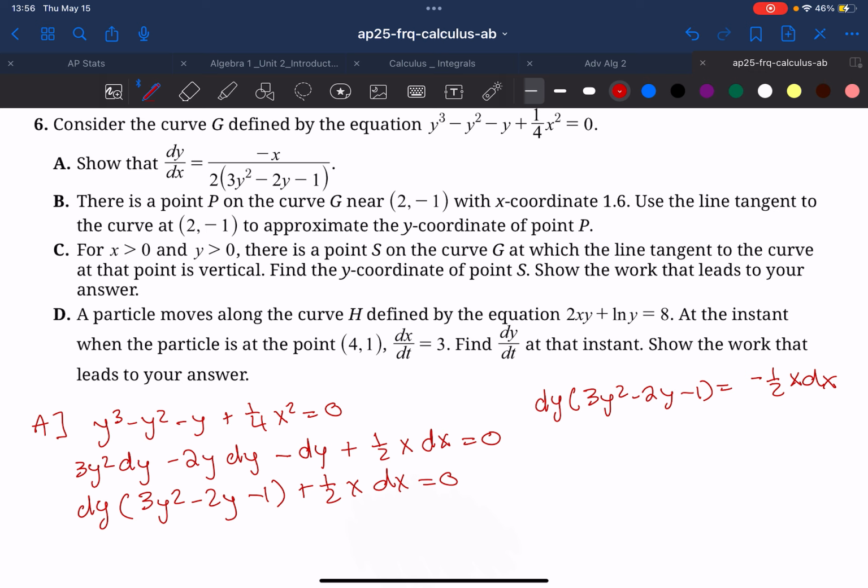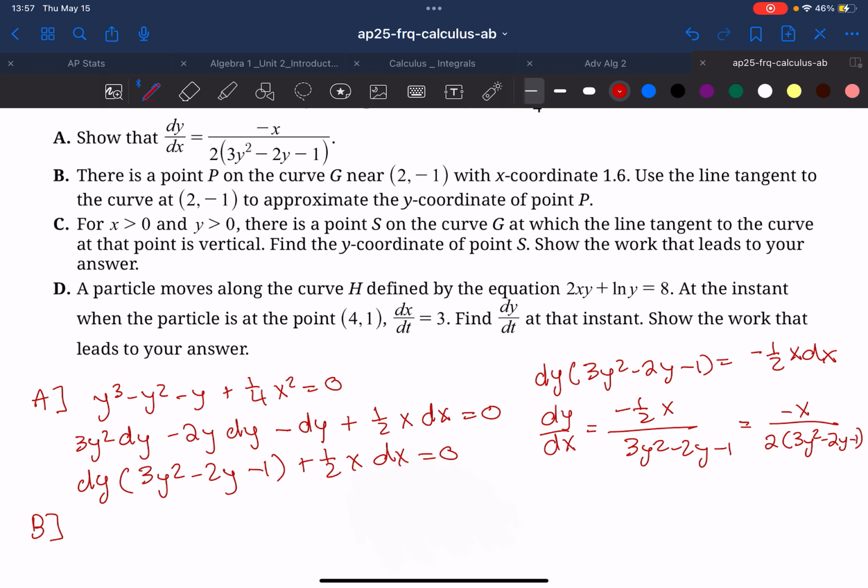Okay. Then I would divide both sides by dx and then divide both sides by the 3y squared minus 2y minus 1. So that gives me dy/dx is equal to negative 1/2 x over (3y squared minus 2y minus 1). Or I could rewrite this as negative x over 2 times (3y squared minus 2y minus 1). And that would be my answer to part A, proving that dy/dx is in fact equal to what we got.